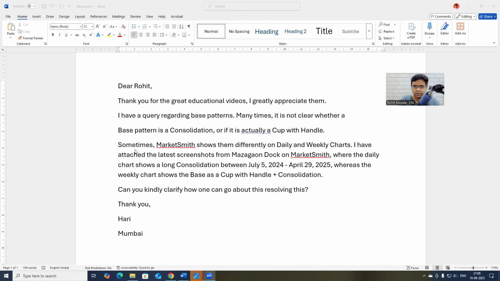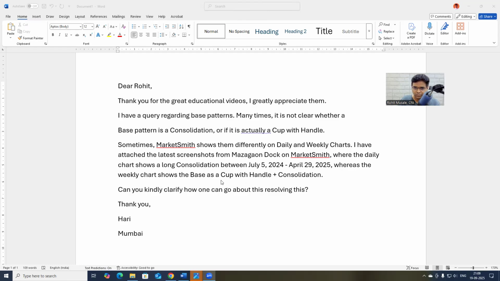with handle. Sometimes MarketSmith shows them differently on daily and weekly charts. I have attached the latest screenshots from Mazgaon Dock on MarketSmith, where the daily chart shows a long consolidation between July 5th, 2024 and April 29, 2025, whereas the weekly chart shows the base as a cup with handle plus consolidation. Can you kindly clarify how one can go about resolving this? So, of course, this is an advanced question. If a beginner were to read this question, he might probably not understand what is going on here.